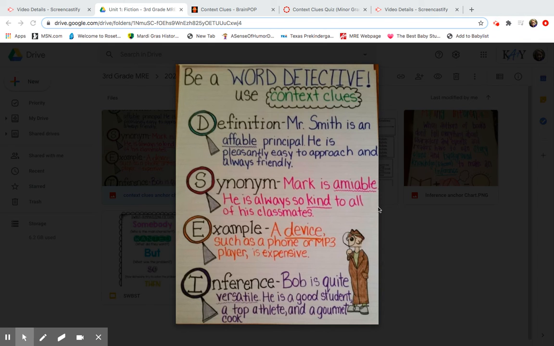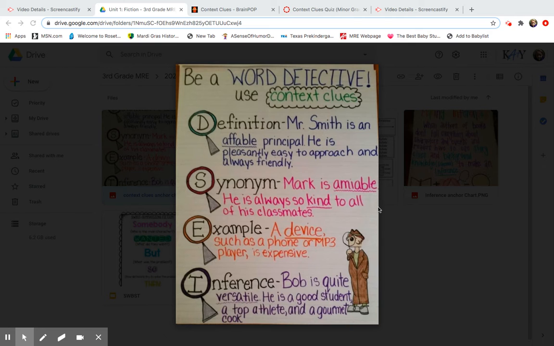Mavericks. We're going to talk about context clues again today. But before we get started, I just wanted to review the anchor chart that we talked about yesterday. Hopefully you have it somewhere in your notebook if you were able to print it out or write it down, so that while you're reading, when you come to tricky words, you can just pull this out and use it to help you solve those tricky words.